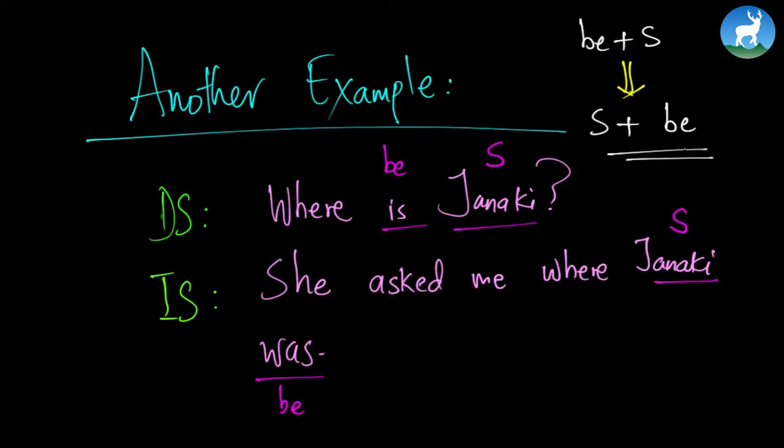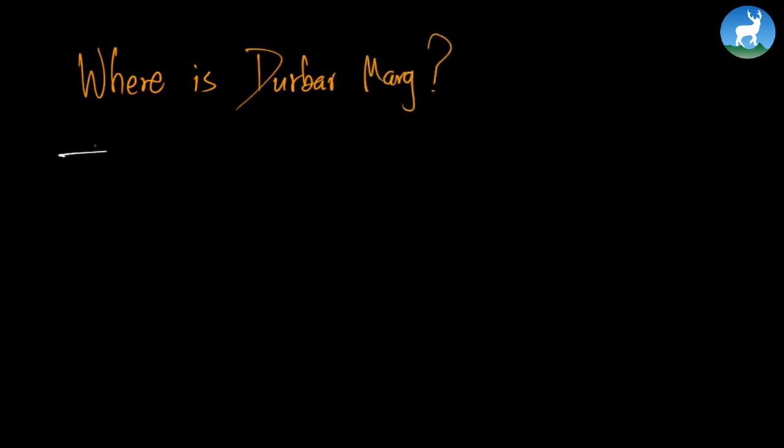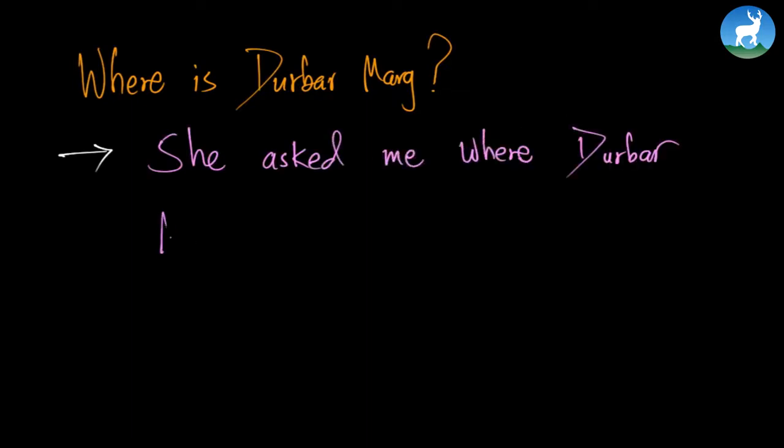Where is Janaki? She asked me. What do we need here now? We need a reporting verb, and a reporting verb always follows an object. After that, where is not changed, and be plus subject is inverted into subject plus be while the tense is changed. Now let's solve some examples. Where is Darbar Marg? The reported speech would be, she asked me where Darbar Marg was.